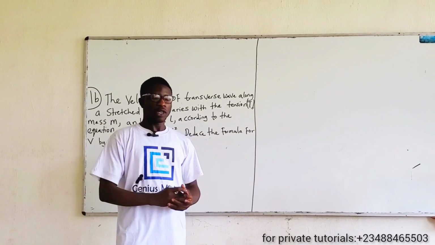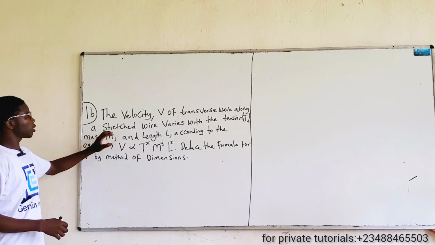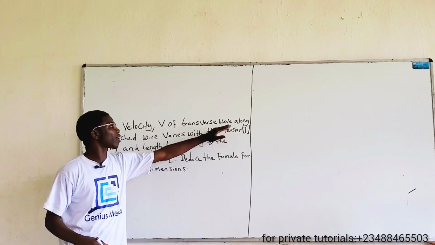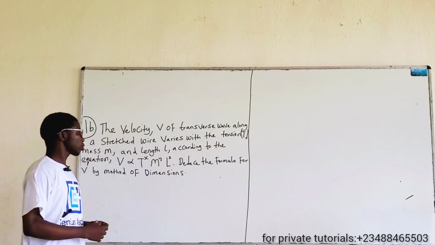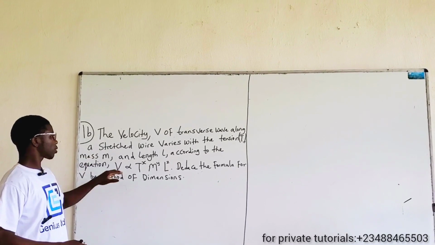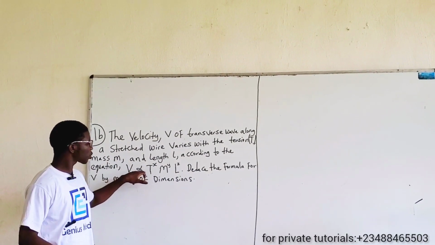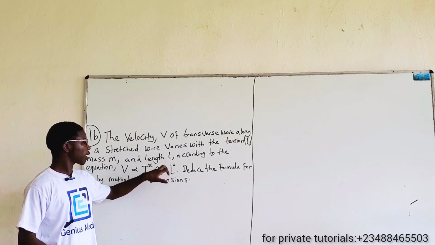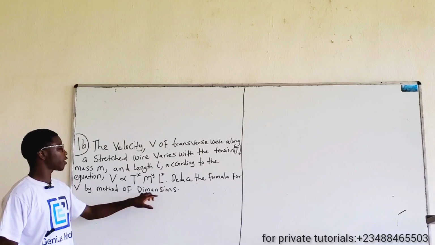All right, welcome back. So on the board, we have question 1b. Now this question says the velocity v of a transverse wave along a stretched wire varies with the tension, mass, and length. According to the equation, v is directly proportional to T raised to power x, m raised to power y, l raised to power z. Deduce the formula for v by method of dimensions.